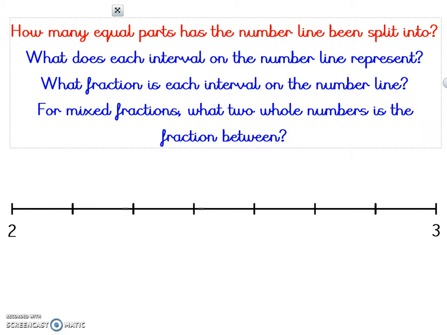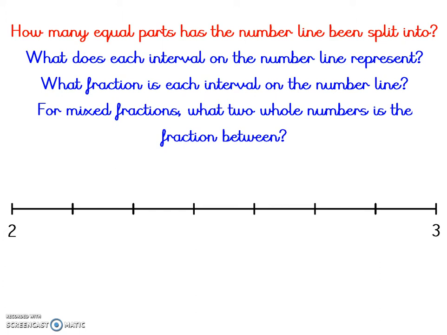So let's have a little recap of the way that we've done this today. So we've been looking at placing mixed numbers, so those whole numbers and those fractions put together, onto a number line, which means we've been looking at number lines greater than 1. So our first step is to look at how many parts the number line has been split into, and we're going to focus specifically on between 2 whole numbers. So in the case of the example below, we can see that we've got the numbers 2 and 3, and we're looking at how many intervals are between those.